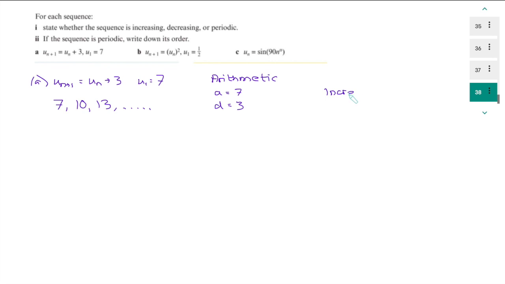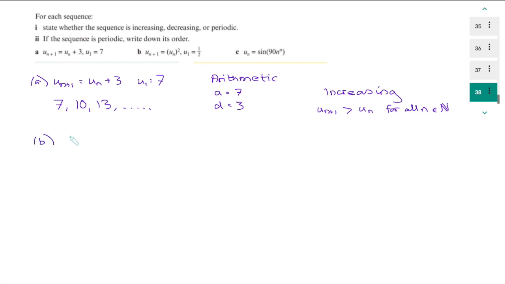Now, if you were asked in an exam, you'd probably be asked to say why. So we'd have to say it's increasing, and you'd have to say because U(n+1) is greater than U(n). Okay, but that's increasing. So what about part B?